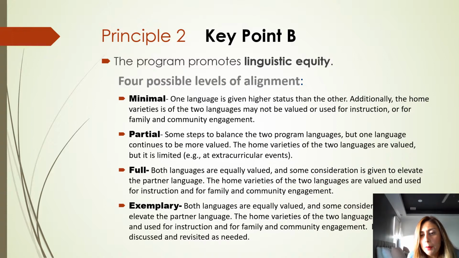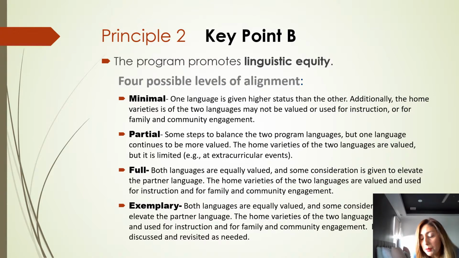Principle 2, Key Point B, talks about the program promoting linguistic equity. We're going to talk about the 4 possible levels of alignment again for this characteristic. If it's at the minimal level, it means that one language is still being given higher status than the other. Additionally, the home varieties of the 2 languages may not be valued or used for instruction.